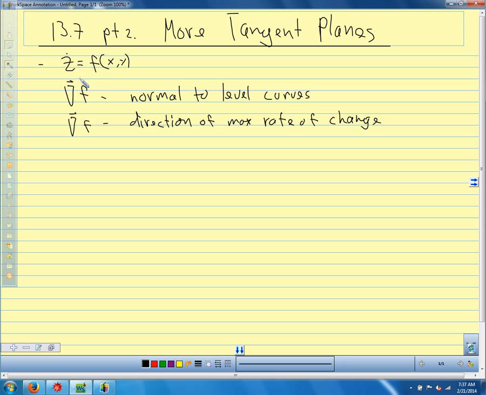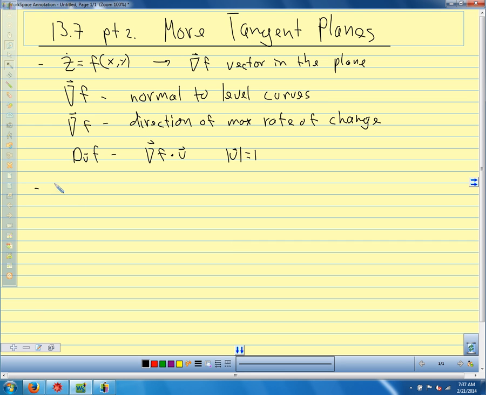And let me write up here, del f is a vector in the plane. So when we have z equals f of x, y, all of these things are true. Del f points in the direction of maximum rate of change, and our directional derivative in the direction of u is del f dot u, and we want u magnitude to be 1. So that was our first application of the gradient of f.